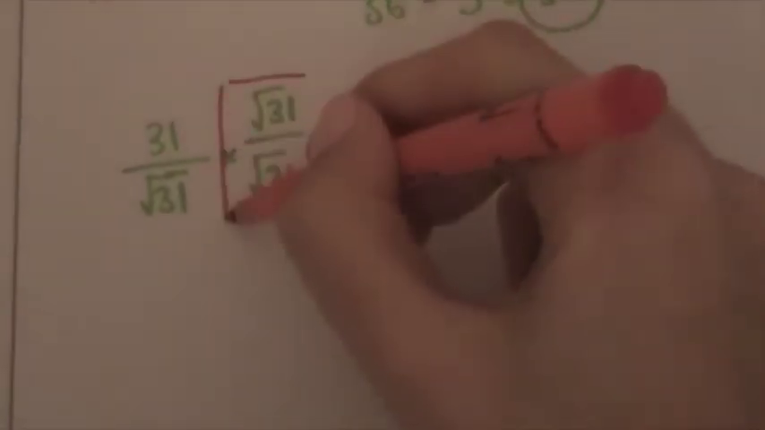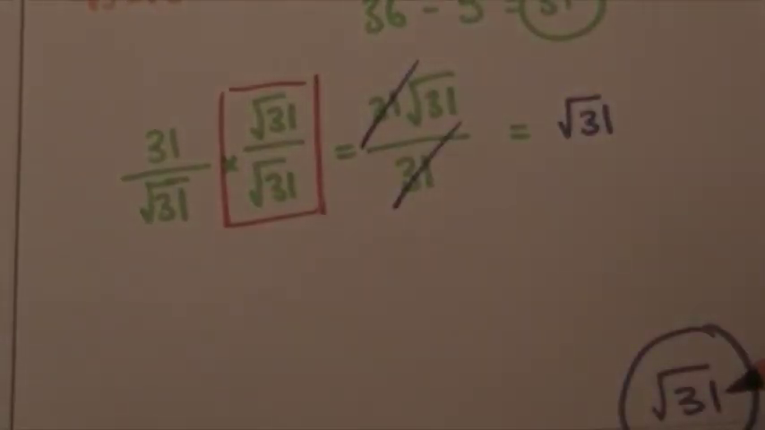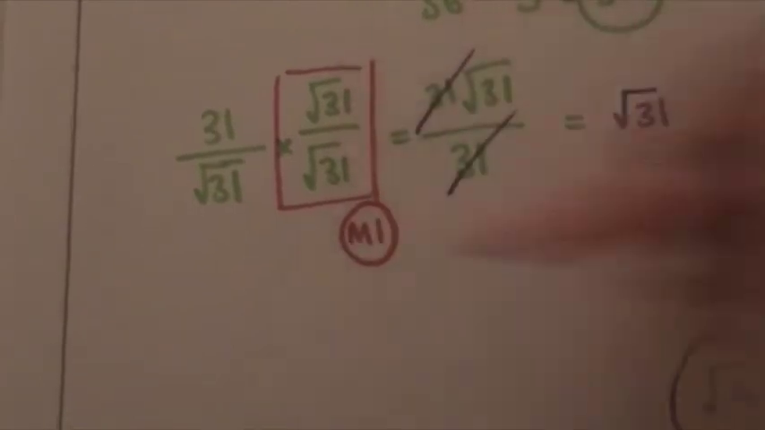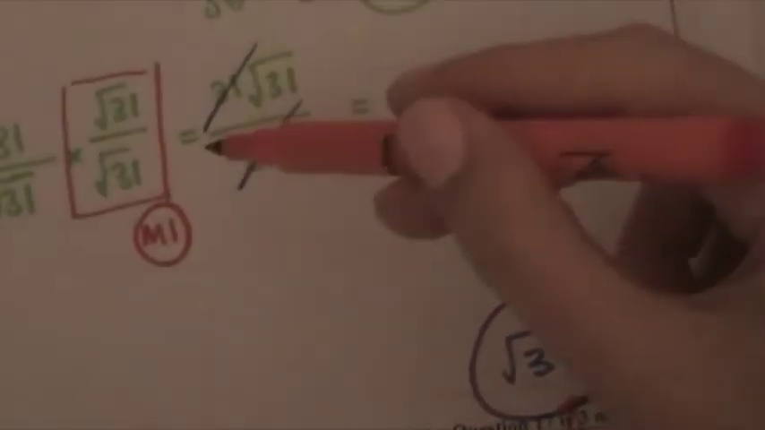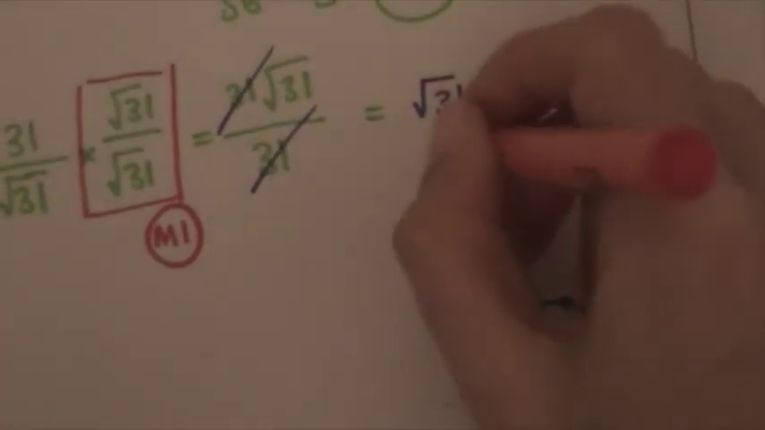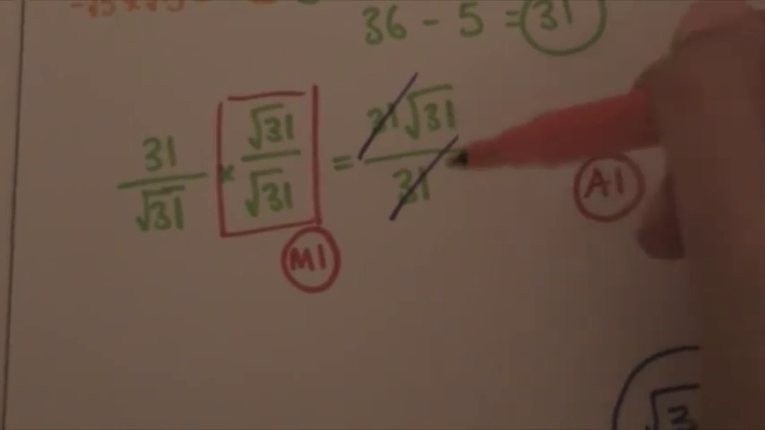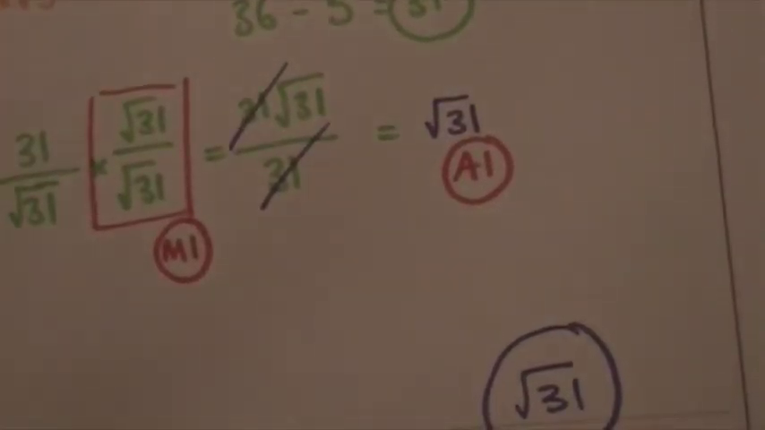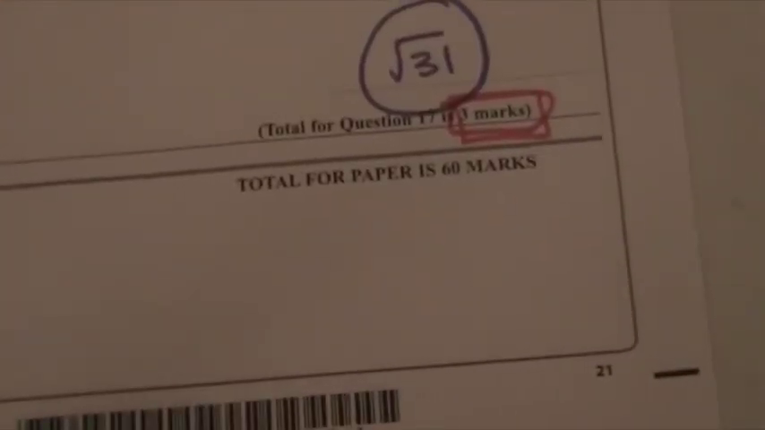Second method mark is for correctly identifying that we must times both the numerator and the denominator by root 31. That's for realising that to rationalise the denominator, we need to times the top and the bottom by root 31. And that final mark is an accuracy mark for correctly putting root 31 as your answer, for fully simplifying 31 root 31 over 31. So that's your final mark, an accuracy mark. Total marks of this paper is 60 marks.